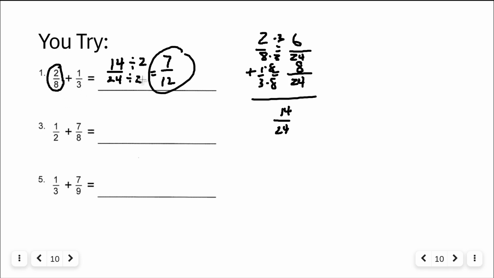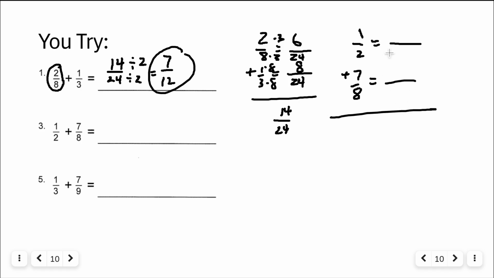So either way, you're going to have to reduce this fraction if it's not in lowest terms. Either you do it at the end or you do it at the beginning. Okay, now we have 1/2 plus 7/8. So again, I'm looking for that least common denominator.